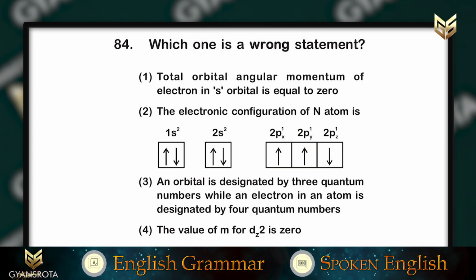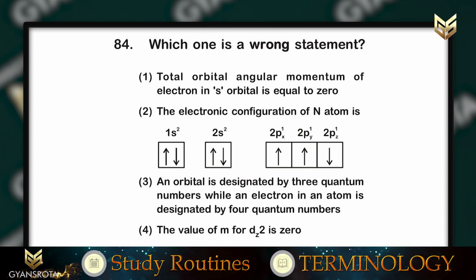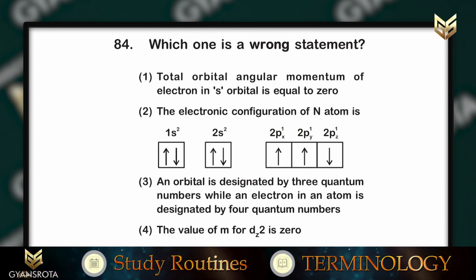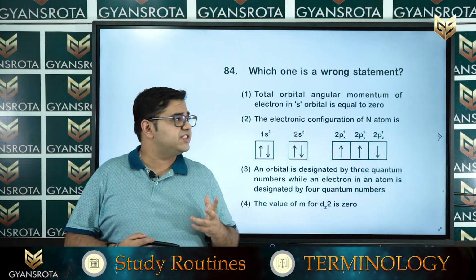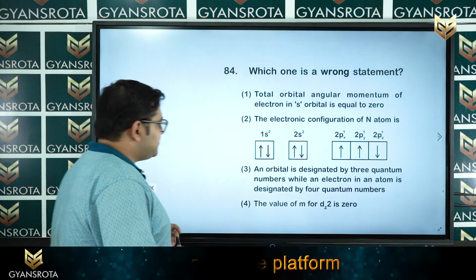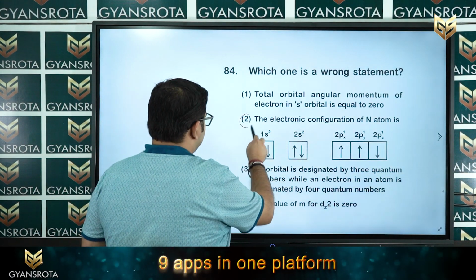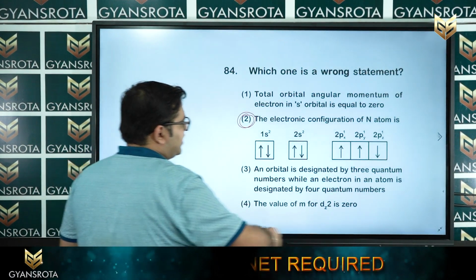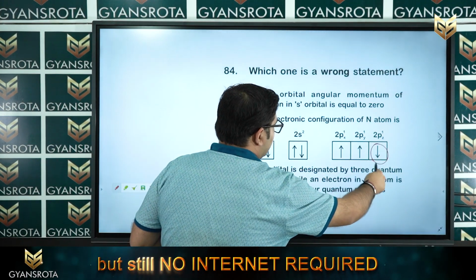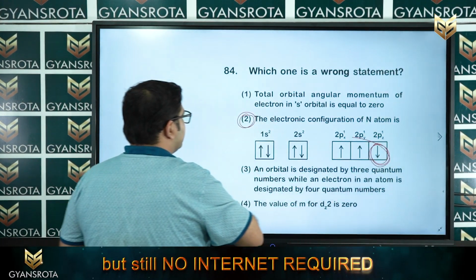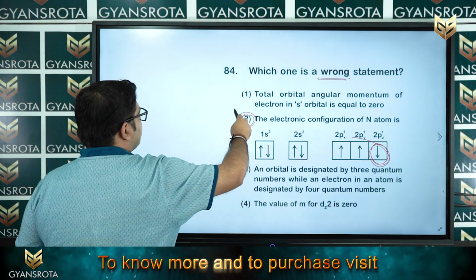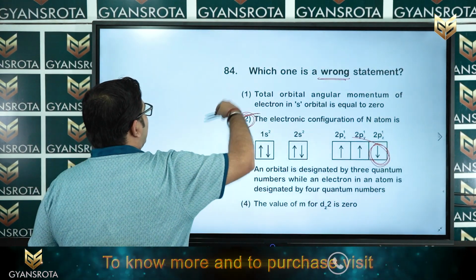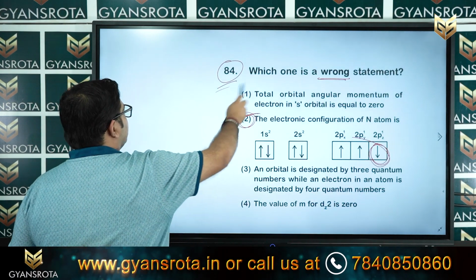Question number 84 is on your screen. Which one is a wrong statement? This question is very easy, so let us move on to the solution part. It is very visible that option number 2 is wrong, because it does not obey Hund's rule of maximum multiplicity. They ask about the wrong statement, so option number 2 is the correct answer of question number 84.